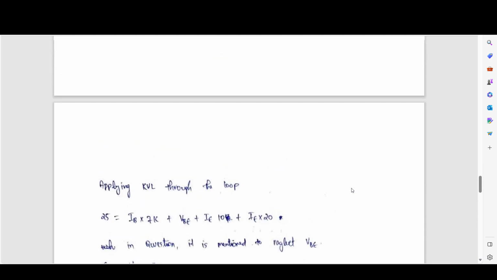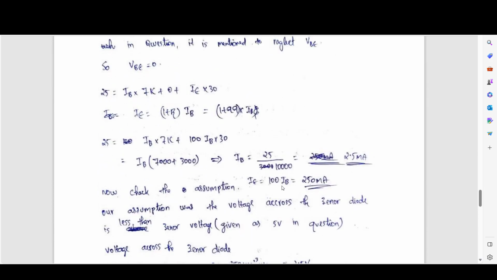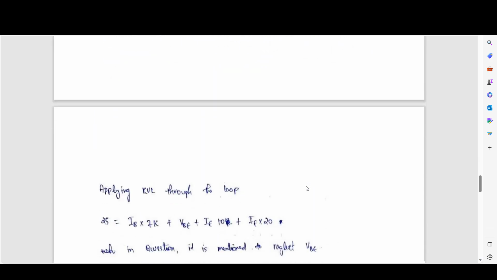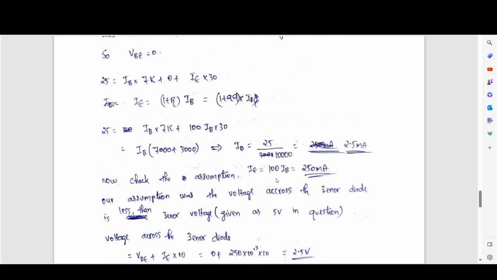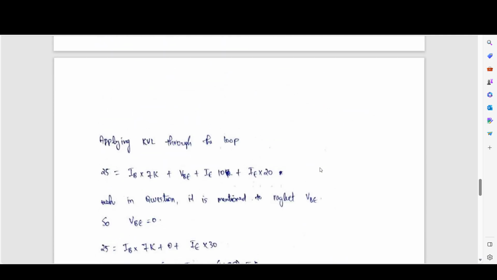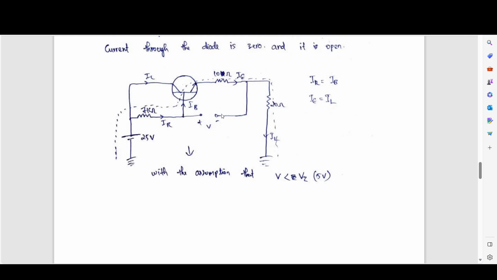In the question it is asking IE, right? So IE is nothing but 100 into IB, that is 250 milliampere. And we got an answer with IE equal to 250 milliampere. But we have to verify whether our assumption is correct or not after solving this circuit.